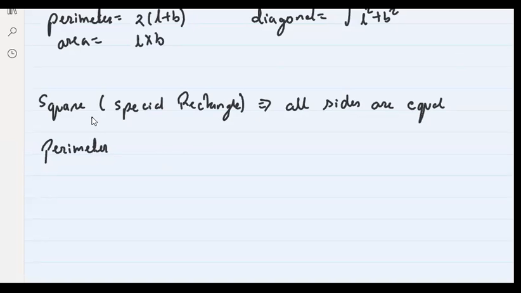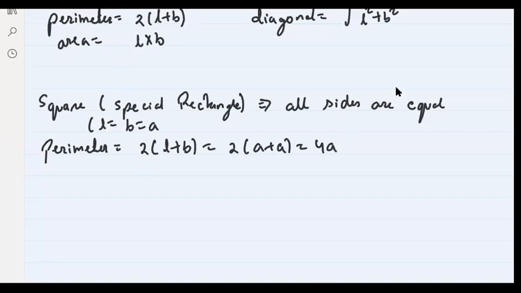So for a square, length is equal to breadth. I'll just write length is equal to breadth is equal to A. So for a rectangle the perimeter is 2 into L plus B, which is 2 into A plus A, which is equal to 4A. Got it? S plus S plus S plus S is 4S, or A plus A plus A plus A is 4A.